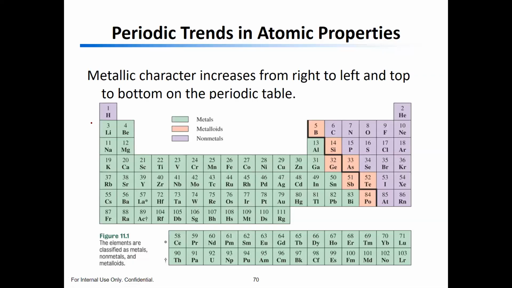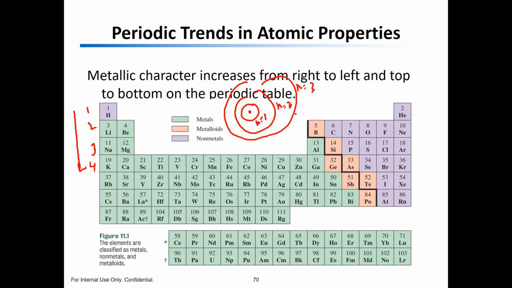Level 1, this is 1, 2, 3, 4. When we go down the periodic table, what's happening to the size of our elements? What's the radius of my element from the center to the outermost electron? What happens when I'm going to level 2? Is my radius getting bigger or smaller? Bigger. What happens when I go to level 3? Bigger, right? So when I go down the periodic table, my atom is getting bigger because I'm going to different shells. Make sense?